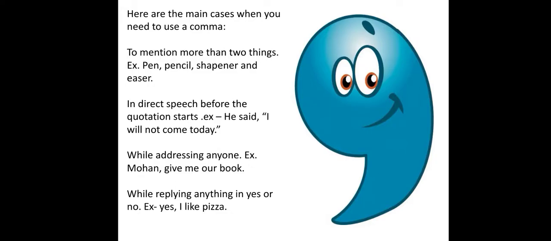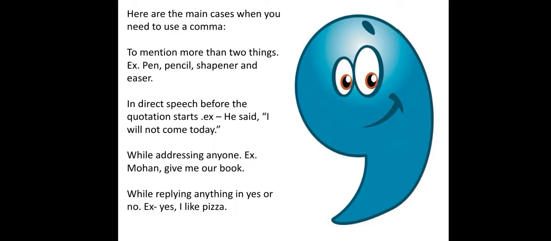Now, come to the next symbol. Yes, this is the symbol of the comma. So, where to use a comma? As we use a full stop for a longer pause, we use a comma for a small pause. So, where to use it? We use it to mention more than two things. Okay, when we want to say more than two things, we separate the things or items with commas.